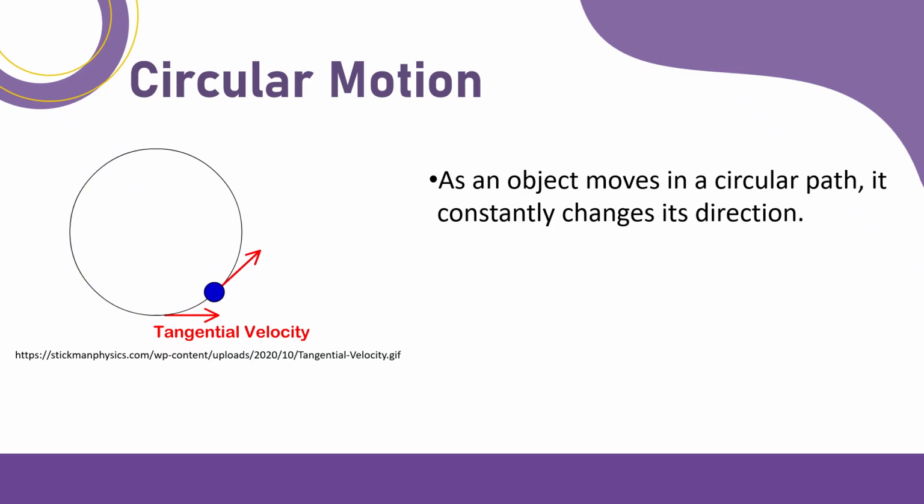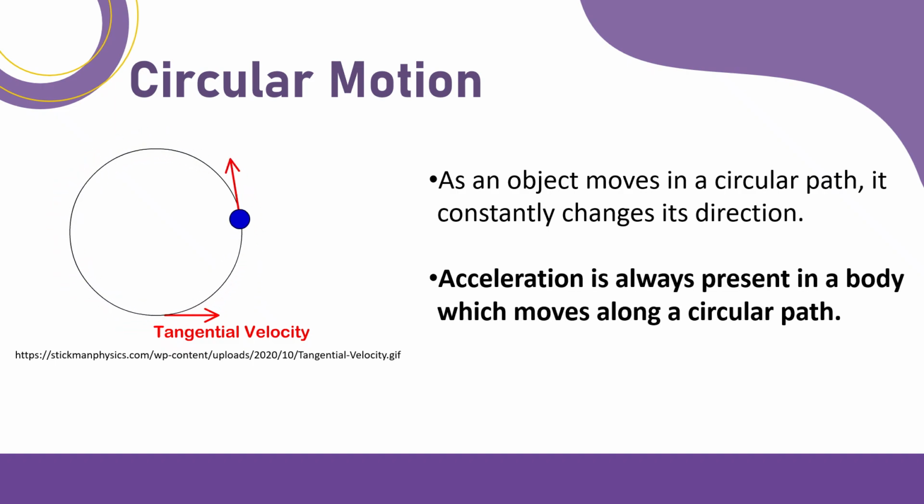As an object moves in a circular path, again, it constantly changes its direction. When an object moves in a circle, its speed might stay the same, but always remember that direction keeps changing. And since acceleration is any change in velocity, circular motion always involves acceleration even if the speed is constant.